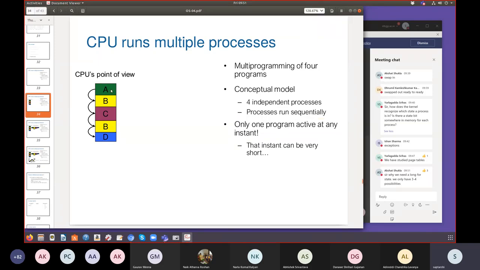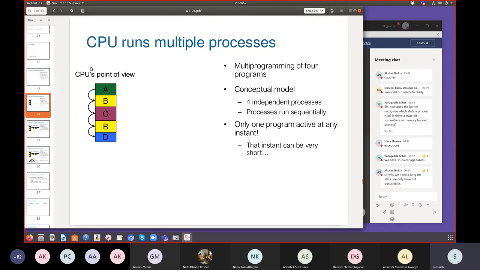Let's say there are these 4 processes, A, B, C, D. From the CPU's point of view, at one point of time it is executing A, maybe the next instant it is executing B, next instant it is executing C. Again next instant it has gone back to B, then next instant it has gone to D, and so on. So this is the CPU's point of view. At a particular instant of time it is just executing one process, but the switch from one process to another is happening very rapidly.